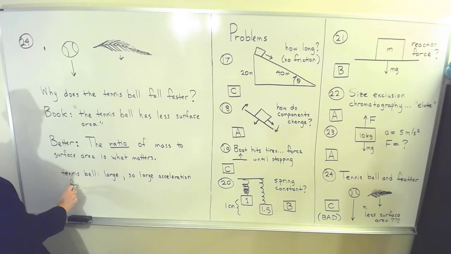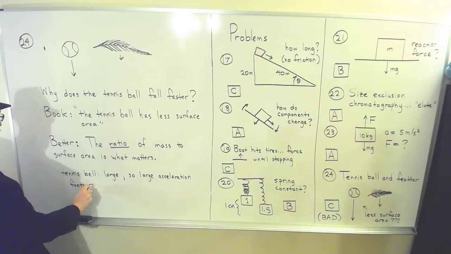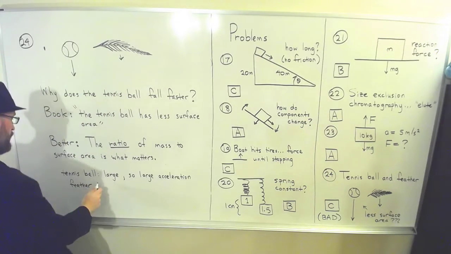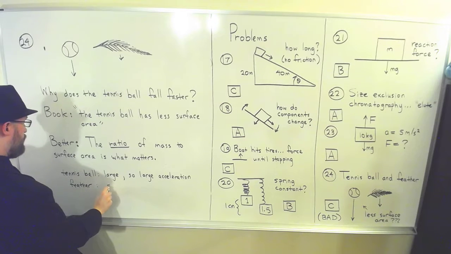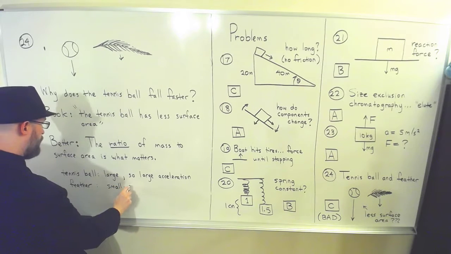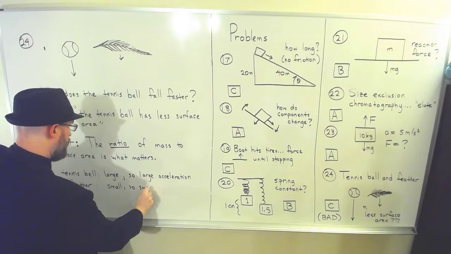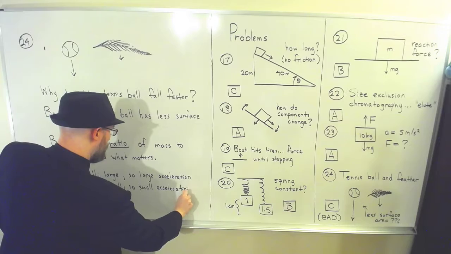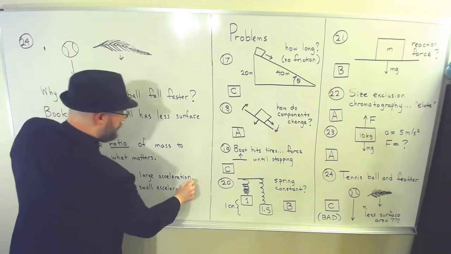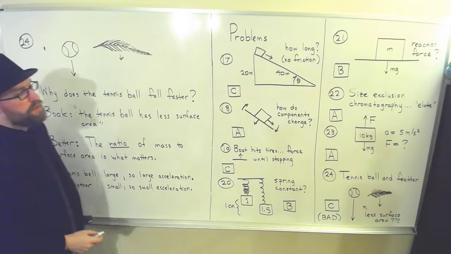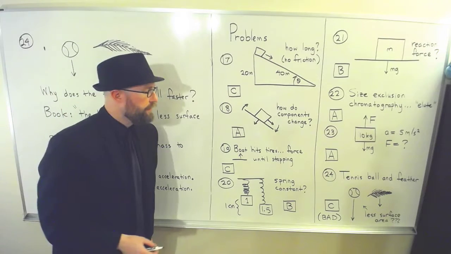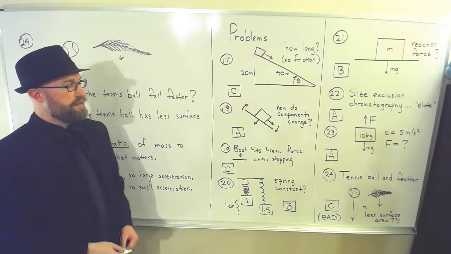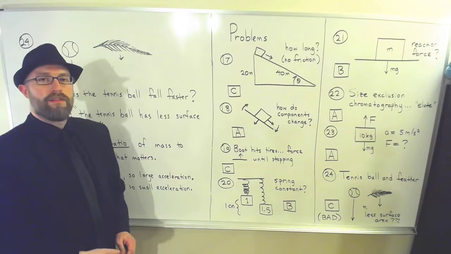And then for the feather, no matter how big the feather is, if it's a tiny little feather or a big peacock feather, the ratio is small. So you get small acceleration. So they goofed on the last one, but we fixed it. So anyway, that finishes our videos for the first chapter.